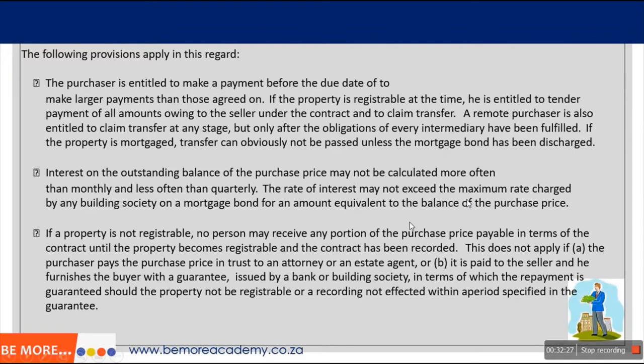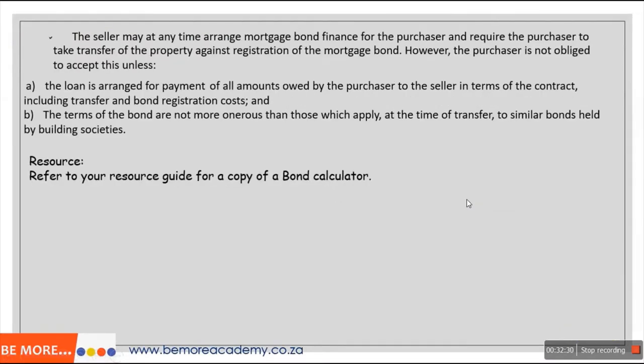The seller may at any time arrange mortgage bond finance for the purchaser and require the purchaser to take transfer of the property against registration of the mortgage bond. The loan is arranged for payment of all amounts owed by the purchaser to the seller in terms of the contract. The terms of the bond are not more onerous than those which apply at the time of transfer to similar bonds held by building societies.